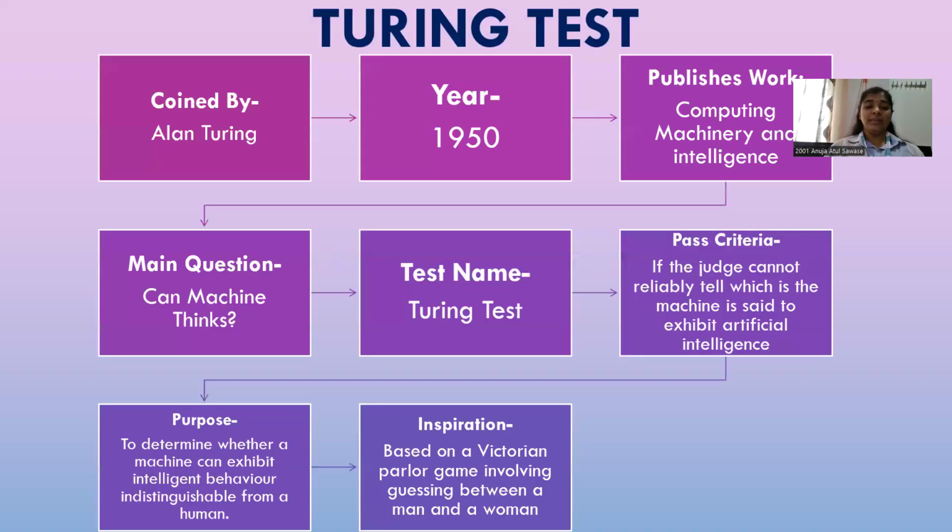Then the Turing test. The Turing test was coined by Alan Turing in 1950, published in his work Computing Machinery and Intelligence. The main question in the Turing test is, can machines think? The test name is the Turing test. Passing criteria: if the judge cannot reliably tell which is the machine, the machine is said to exhibit artificial intelligence. The purpose of the Turing test is to determine whether a machine can exhibit intelligent behavior indistinguishable from a human. The inspiration for the Turing test is a Victorian parlor game involving guessing between a man and a woman.